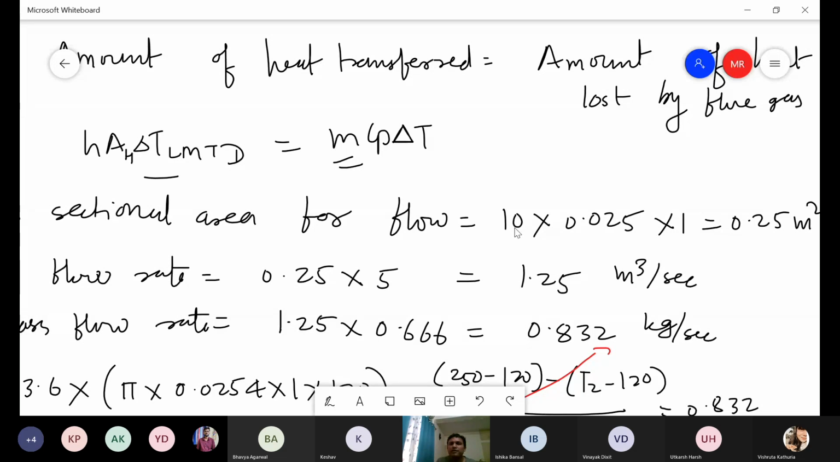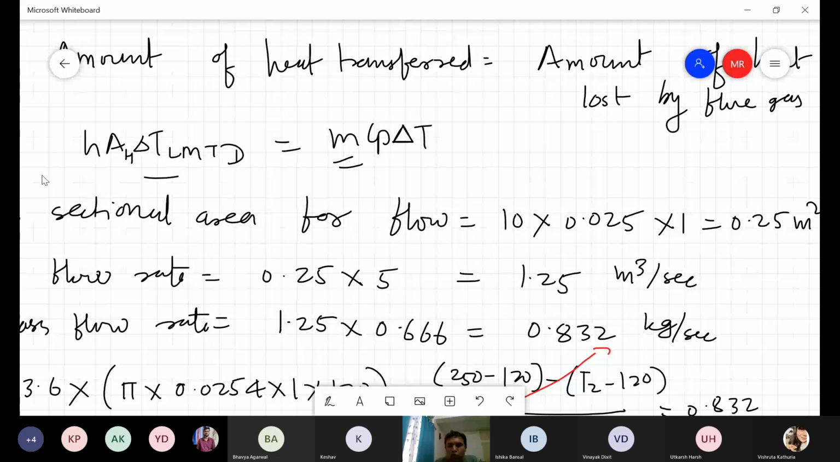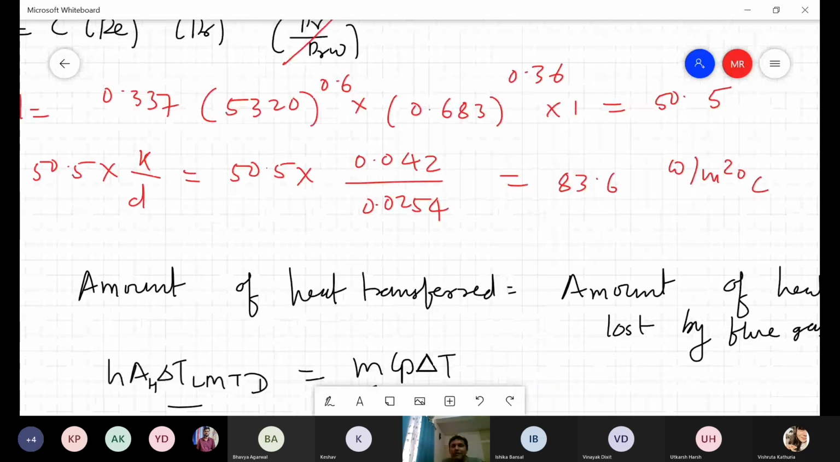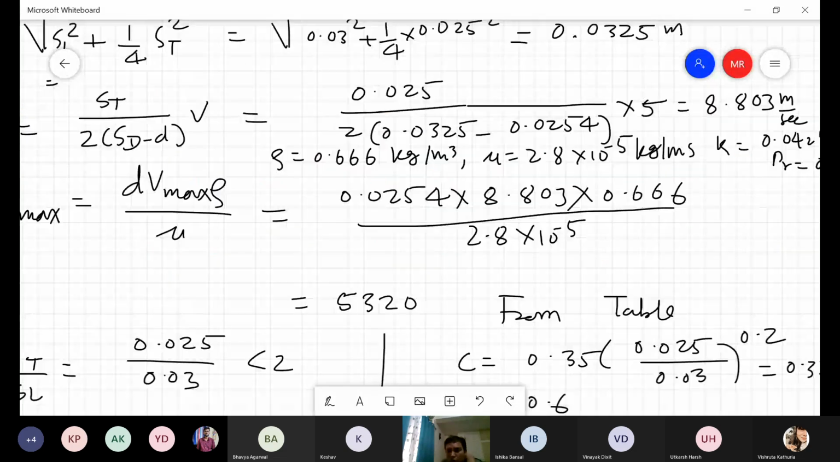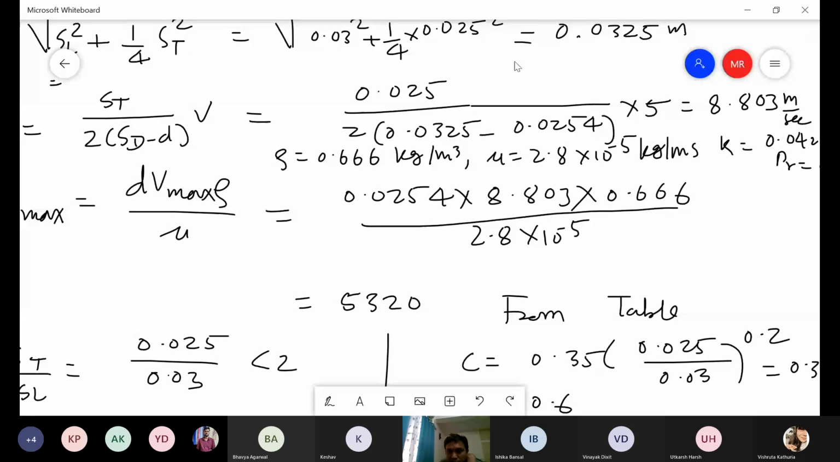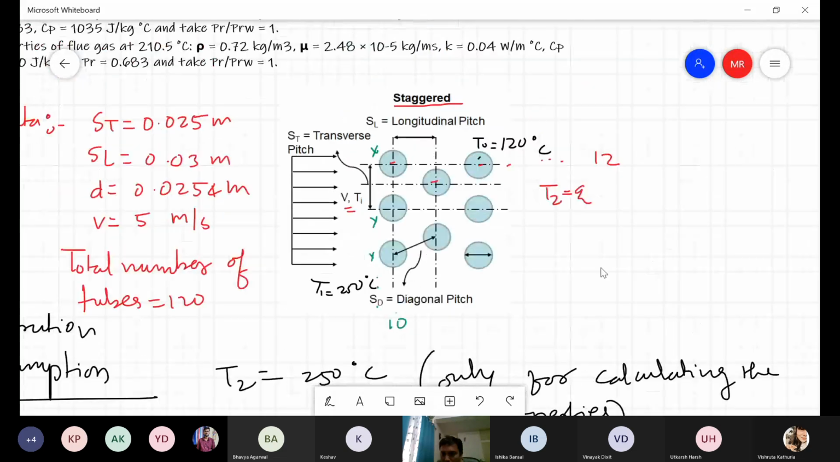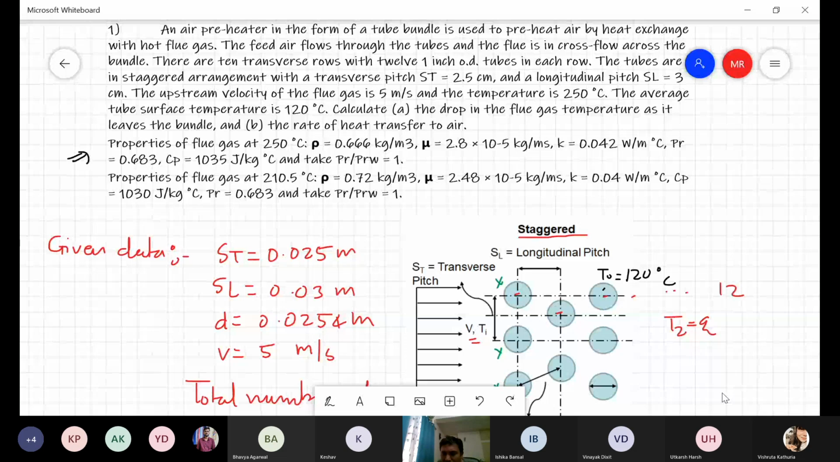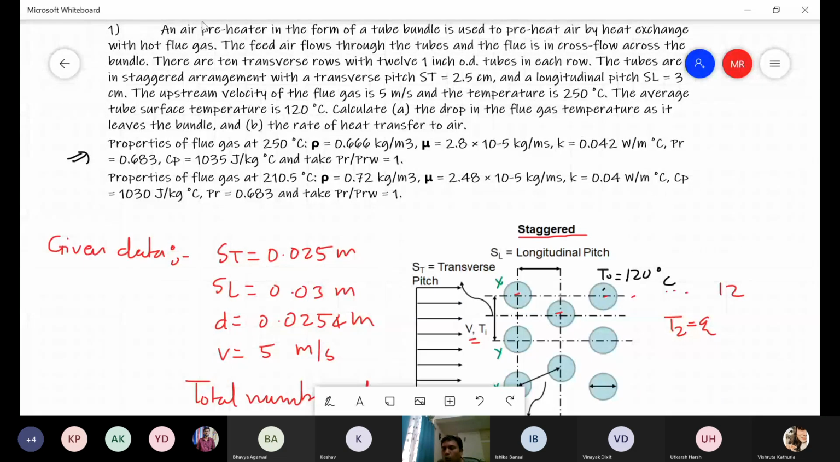So what was the mistake in our understanding? In the problem, if you look, there are 10 transverse rows. When we are counting the transverse rows, this is the transverse pitch. Remember, this is the transverse pitch. When we are counting the transverse rows, these 3, 1, 2, 3, are coming in one row. This is not the second row. This is not the second row. Remember, the transverse pitch is between this and this. That is what has been given.